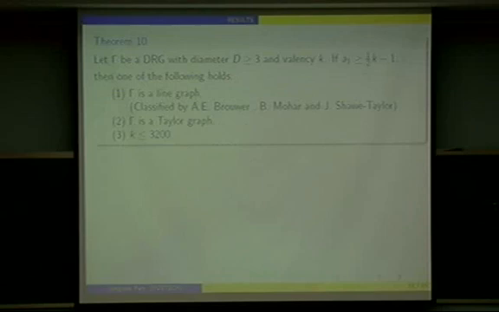Let gamma be a distance regular graph with diameter at least 3 and valence K. If A1 is at least half K minus 1, then one of the following holds. Gamma is a line graph, which is already classified by Brouwer, Cohen and Neumaier. Or gamma is a Taylor graph. For Taylor graphs there are many cases, so we cannot classify this family. And except those things, the graph is one of finitely many. Actually 3200 is a big number, so we are trying to make this number smaller.